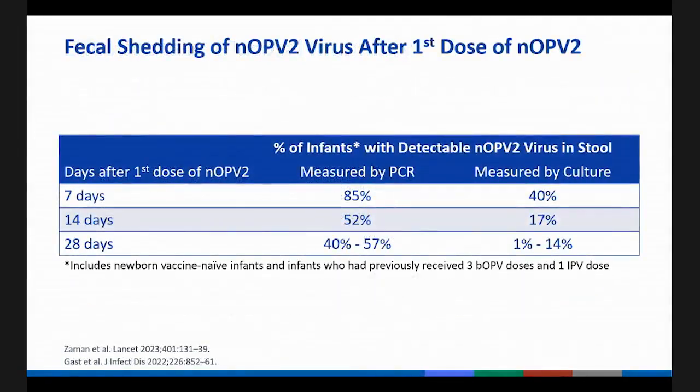We know that NOPV2 is a live virus and it is shed in stool by NOPV2 recipients following vaccination. When measured by PCR, 85% had detectable vaccine virus in stool at 7 days, and this decreased to 40 to 57% by 28 days. When measured by culture, which is probably a better measure of infectious virus, 40% were shedding at 7 days, and this decreased to 1 to 14% by 28 days.